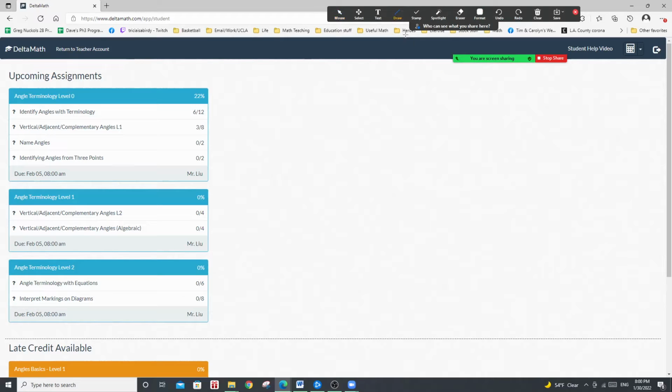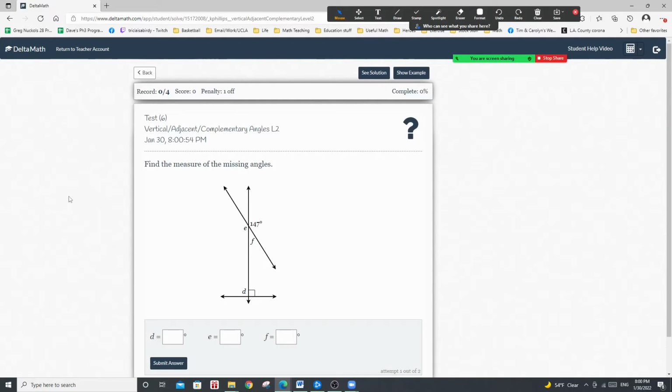All right, so now we will go over angle terminology level 1. So I won't go too in-depth on some of these, but I will go more in-depth on the algebra ones. Let's take a look at this one first. Level 2 of the vertical angle, adjacent, complementary angles.